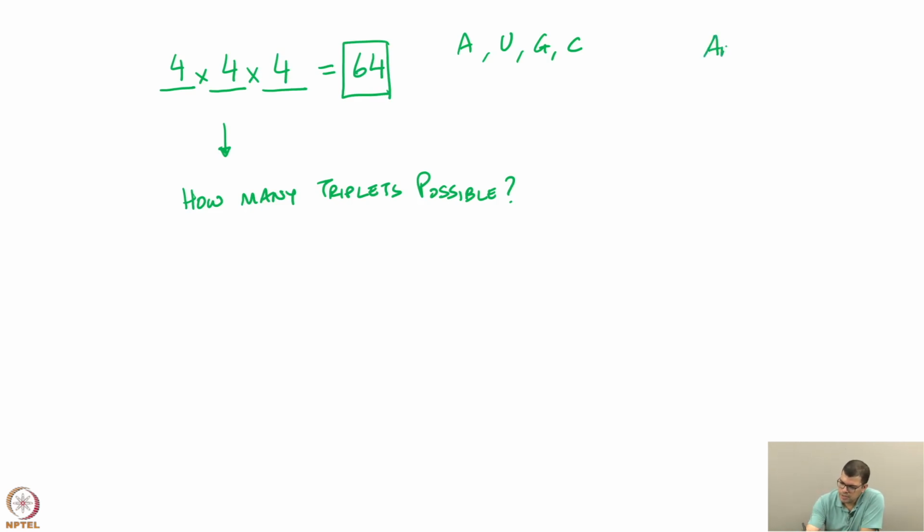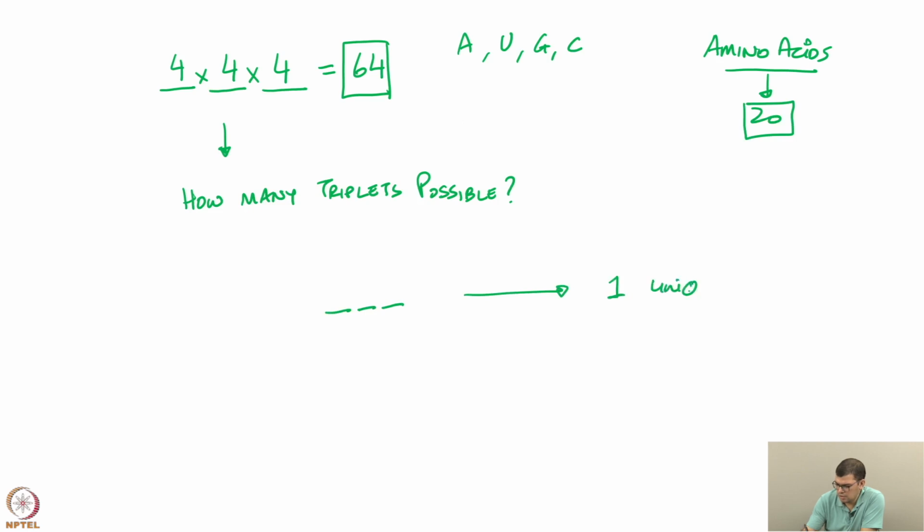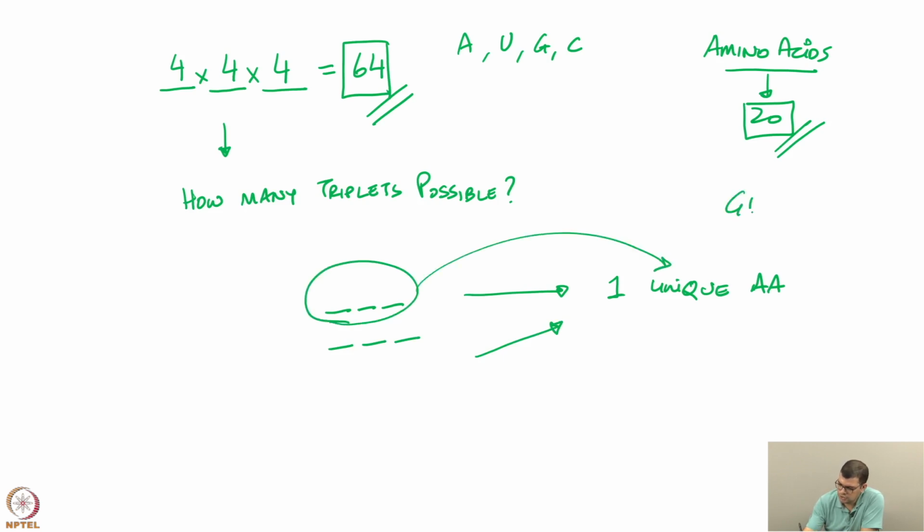But when it comes to amino acids, we said that we only have 20 amino acids, which means that every one of these triplets must correspond to one amino acid. But since there are more triplets than amino acids, you will have scenarios where more than one triplet corresponds to the same amino acid. And this correspondence between a triplet and an amino acid is called the genetic code.